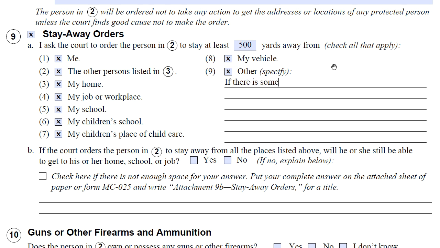So if there is some other place that they, for example, maybe if you spend some time at a relative's house, you might want them to be told to stay away from that house, or if you have anywhere else that you go on a regular or semi-regular basis that you just think needs to be ordered, you can put that address here.